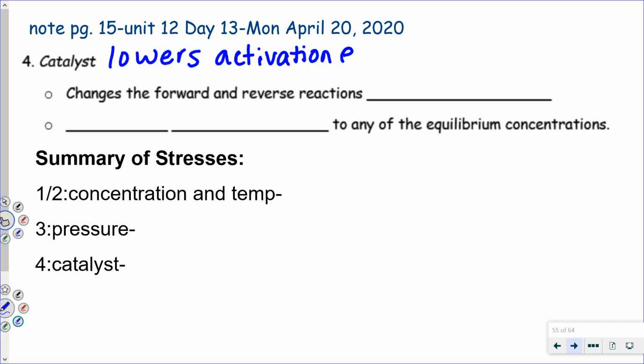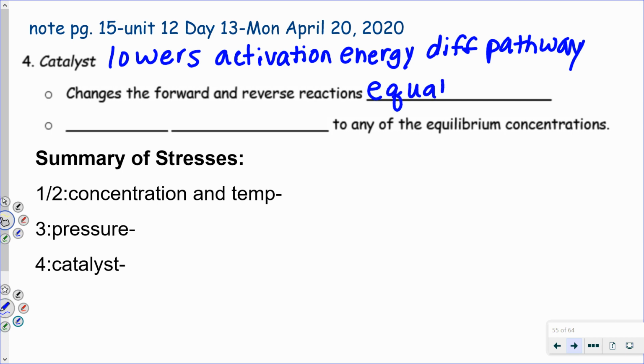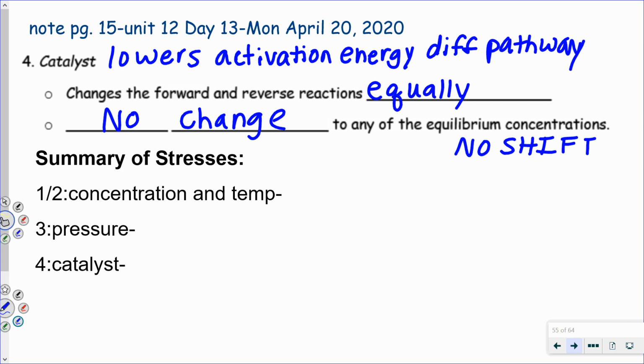It makes a different pathway. But the good news is for Le Chatelier's principle, adding a catalyst changes both the forward and the reverse reactions equally. So it speeds up the forward at the same rate that it speeds up the reverse. That means when a catalyst is added, there is actually no change to any of the equilibrium concentrations, which means there is no shift whenever they ask what happens when a catalyst is added. So for a catalyst, your answer is no shift.